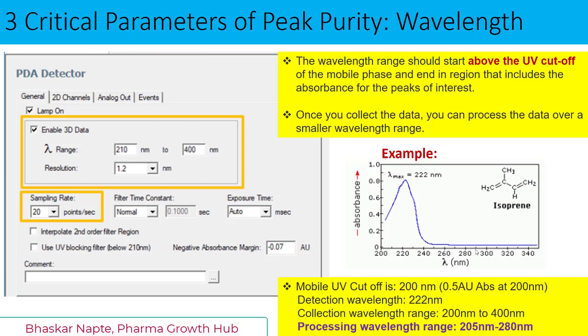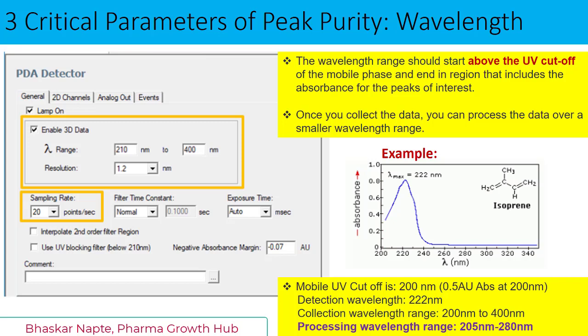Now, let us understand the UV cutoff of our mobile phase. That is 200 nanometer. That indicates that our lower wavelength should not be below 200 nanometer. So I can say that rather than 200, a little above that. So 205 nanometer looks to be good. So I will start scanning of my spectra from 205 nanometer until 280 nanometer.